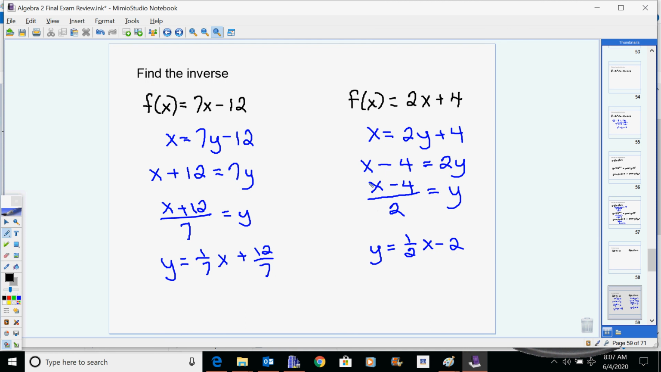Okay, x plus 4 over 2, 1/2 x minus 2. If you entered something like this, I'd be able to recognize whether you put it in like this or like this. If you choose this one, please put parentheses around your x plus 12 if you were typing it in. x plus 12 divided by 7. Okay, so that you have that. All right, and that's how that's written in.